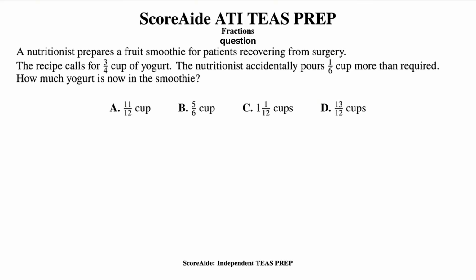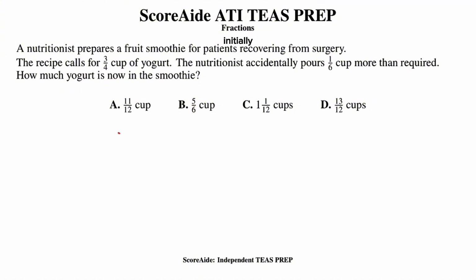So the trick about this question is for you to recognize that this is adding these two fractions, right? We had initially 3/4 cup of yogurt. Now we accidentally pour 1/6 cup, right? So this is the fraction that we are going to be dealing with. Usually I make the denominator the same, right?